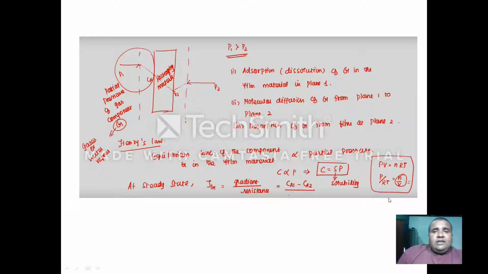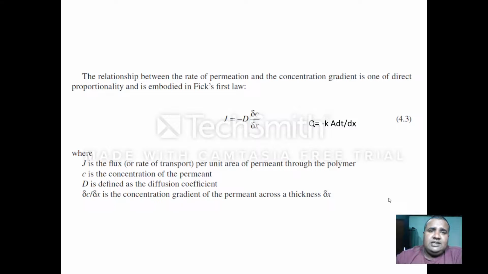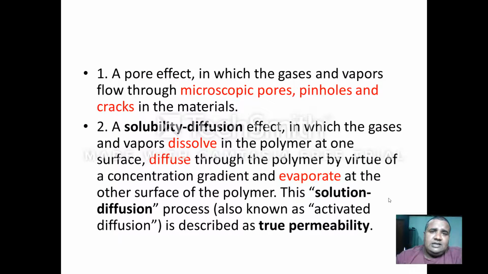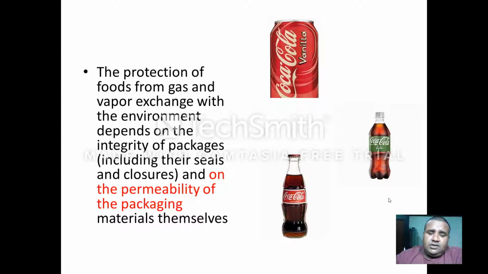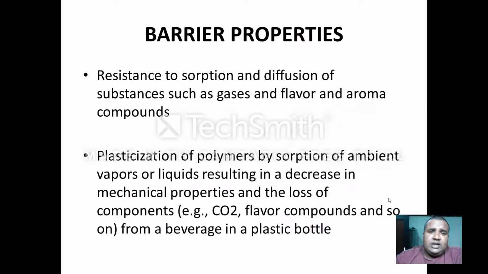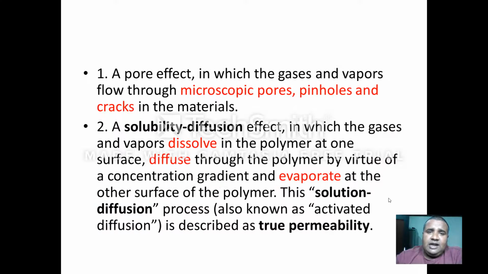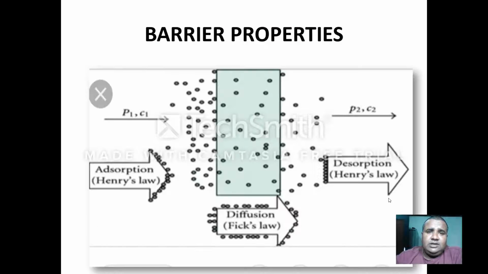So to explain the diffusivity constant and this sorption constant, I'm again coming to the first slide. I said that the permeability of the gases takes place by two mechanisms. One is the cracks, holes and pinholes, and second is the true permeability. So we will talk about the true permeability only. This is the diagram which represents the true permeability.